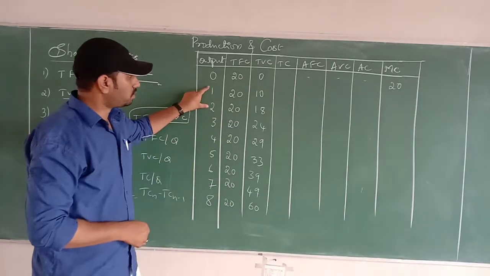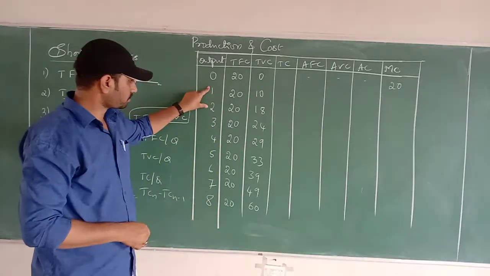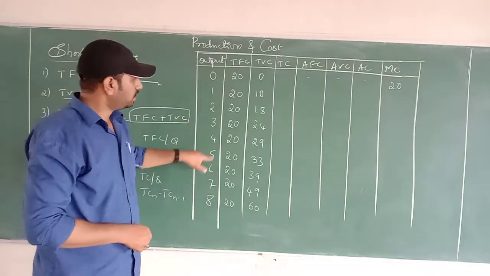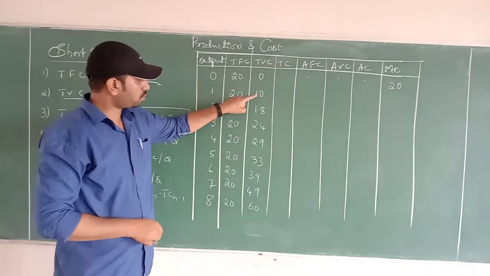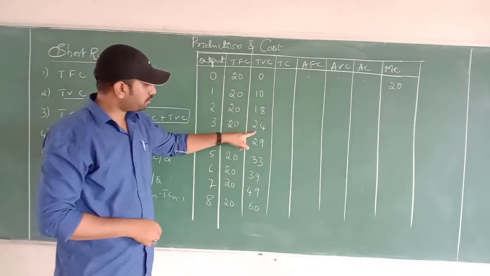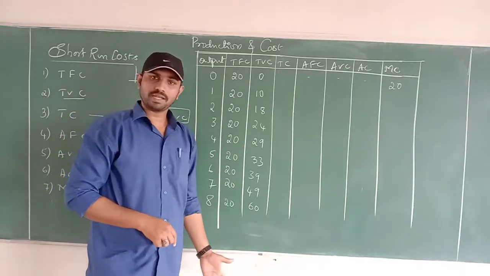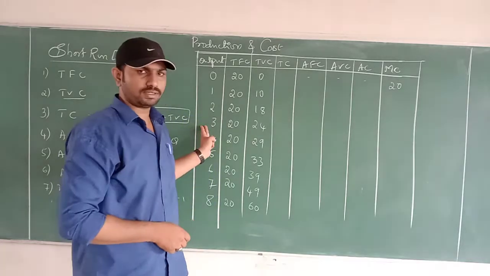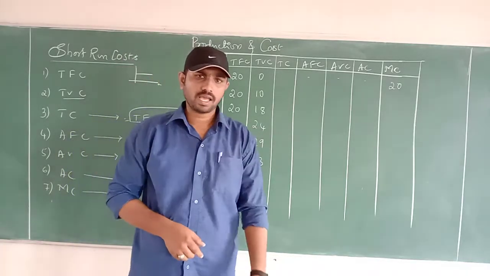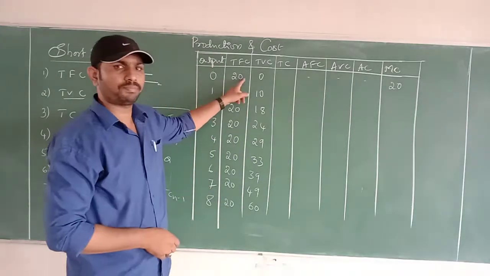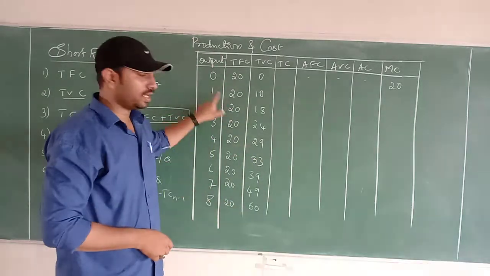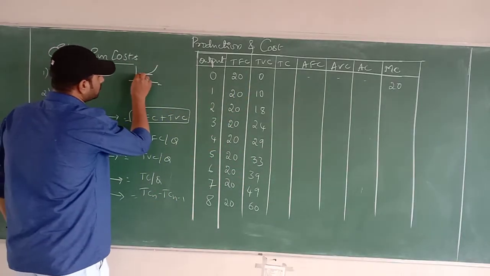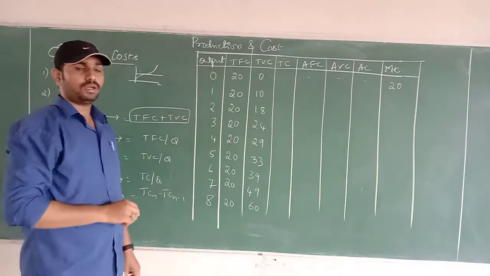Just look at the screen on my left. When output increases from 0 to 1, 1 to 2, 2 to 3, the variable cost also rises from 10 to 18, 18 to 24, 24 to 29. These are imaginary figures, with no particular calculation behind them. When the variable factor increases, variable cost also increases, and when it decreases, the cost also decreases. So the variable cost curve moves from left to right upwards, starting from the origin.